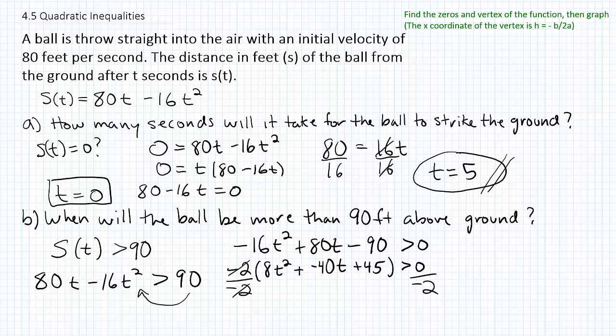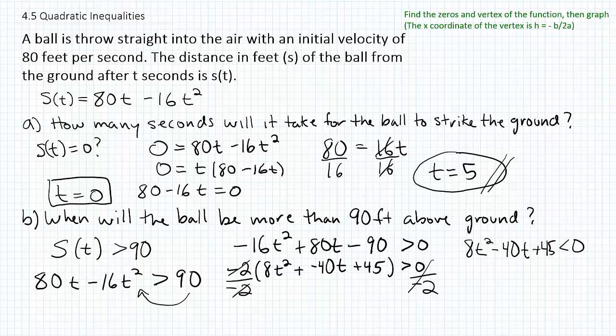So by doing that, I'm going to end up with this new equation here, which is going to say 8t squared minus 40t plus 45 is now less than 0, right? Less than 0, because I divided by the negative 2. All right, from here, let's try to find the zeros of the function. It's kind of a complicated looking quadratic because the coefficients here aren't so nice.